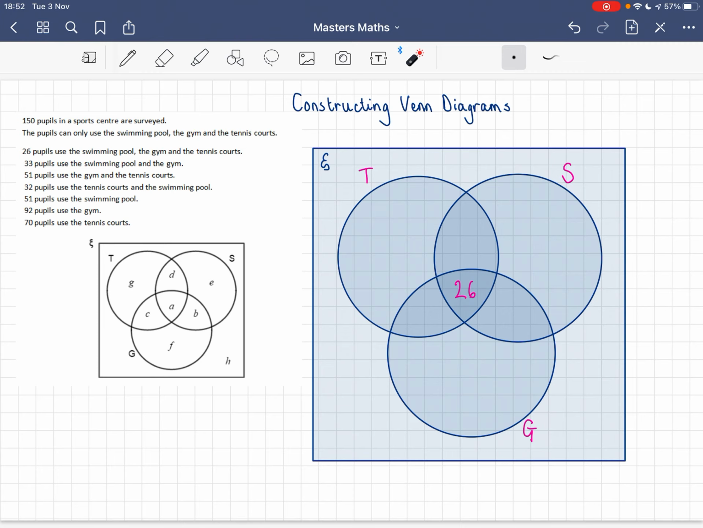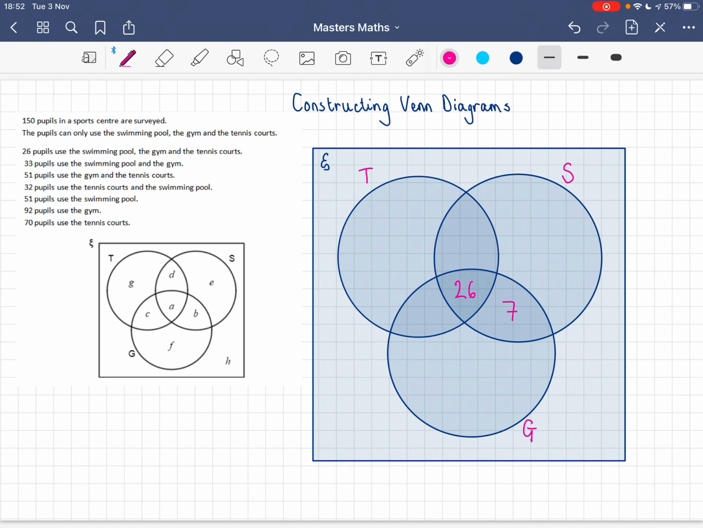So even though some of it also includes the tennis court, we are interested in this whole overlap here. Again, out of those 33 who use the swimming pool and the gym, we have already accounted for 26 of them. So we would do 33, take away 26 to work out how many just use the swimming pool and the gym, which is 7. So we put 7 there.